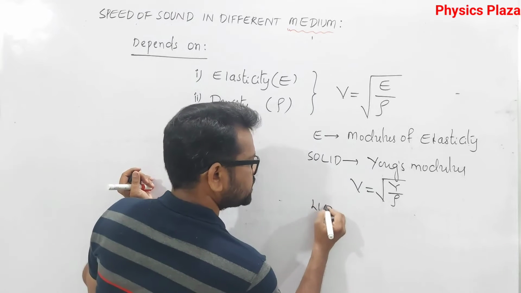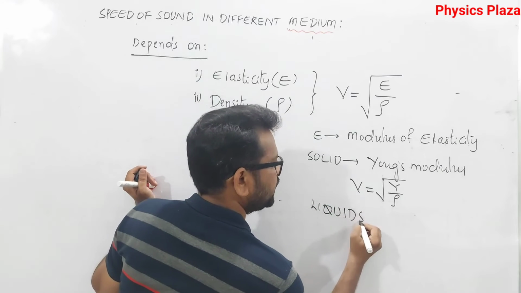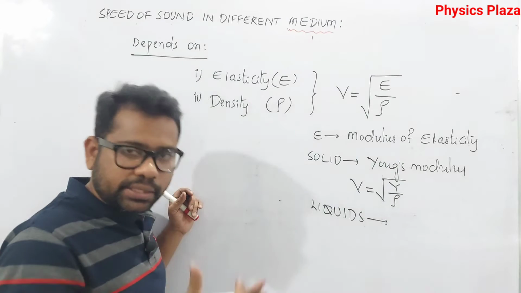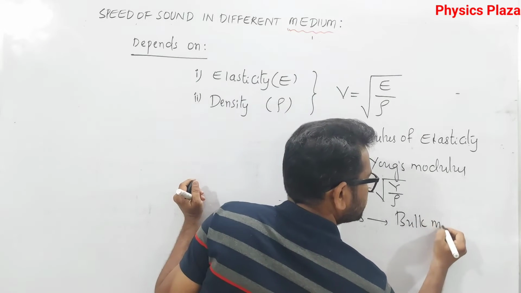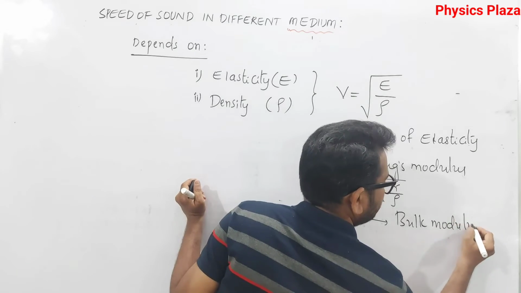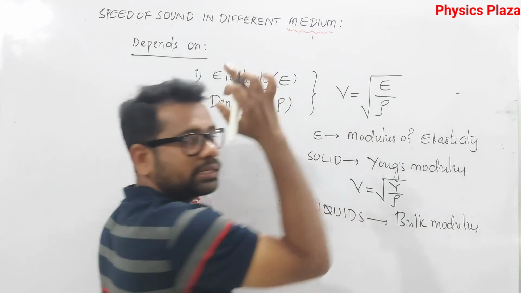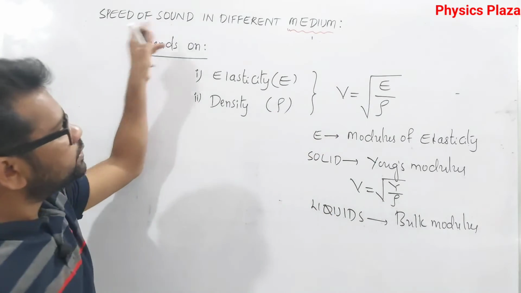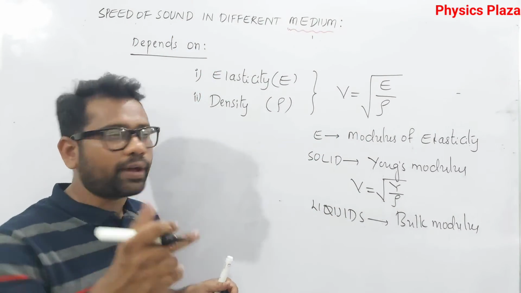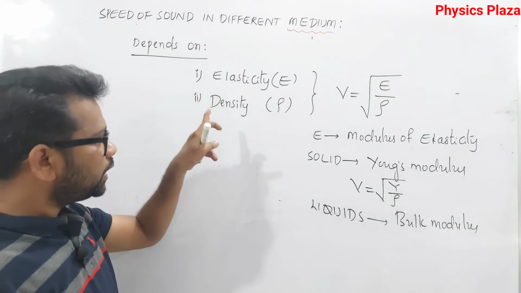Whereas for liquids, this modulus of elasticity we call the bulk modulus, that is, bulk modulus by density. So this is very important, children. The speed of sound in a medium depends on two factors: one is elasticity, another is density.